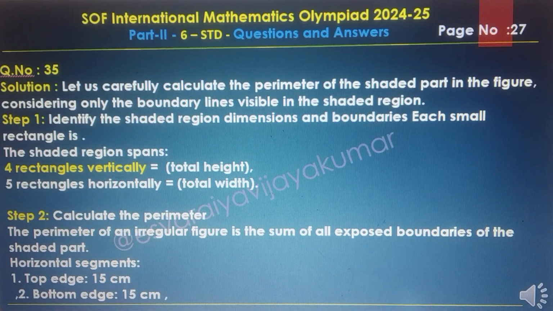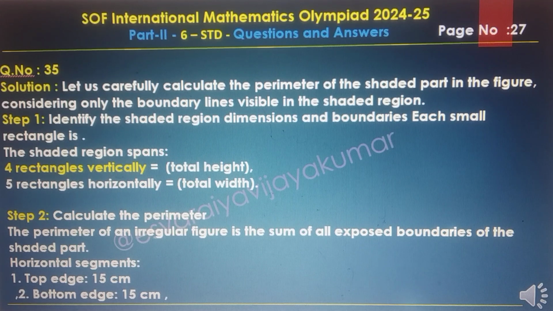The solution: let us carefully calculate the perimeter of the shaded part in the figure. Consider only the boundary lines visible in the shaded regions. Step 1. Identify the shaded region's dimensions and boundaries. The shaded region spans 4 rectangles vertically in total height and 5 rectangles horizontally in total width.